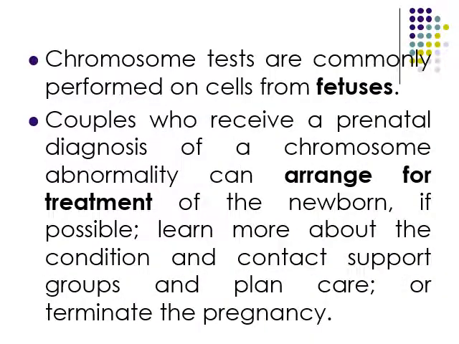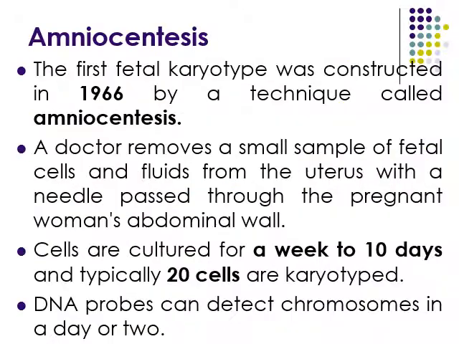So the chromosome tests are commonly performed on cells from the fetuses. So the couples who have been diagnosed with a chromosome abnormality can arrange for treatment of the newborn. So the process is amniocentesis. So the first fetal karyotype was constructed in 1966.